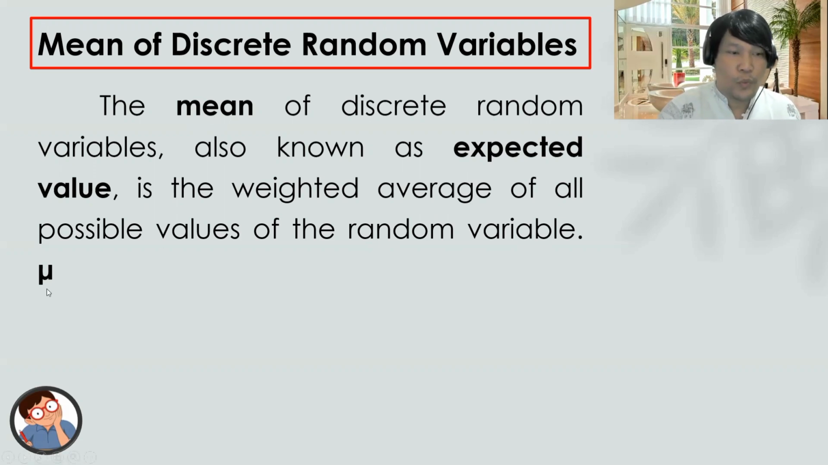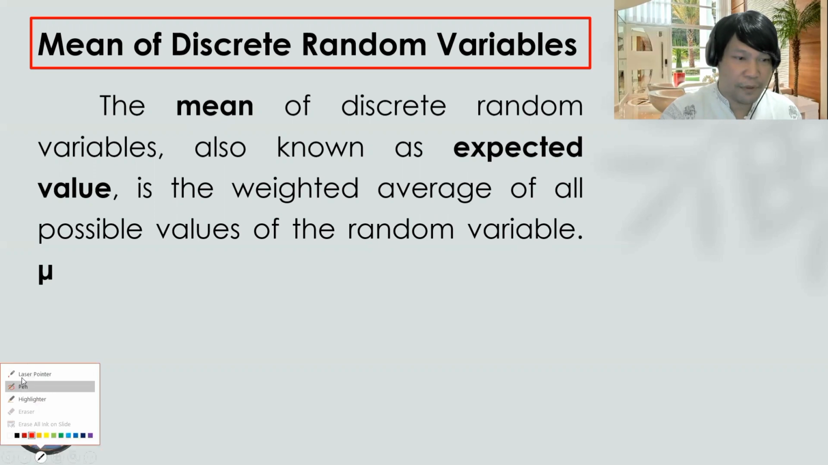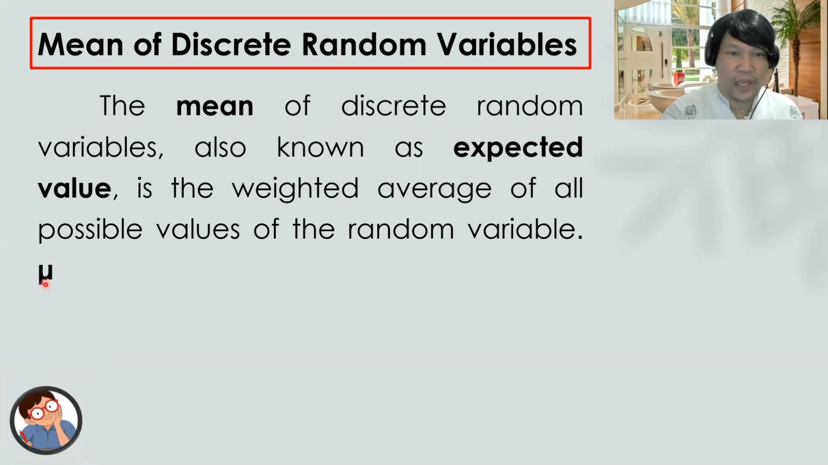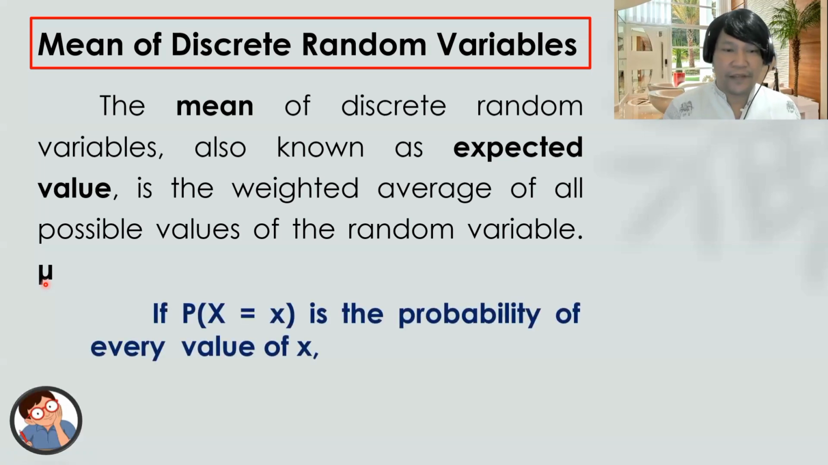Okay? Now, we made use of the symbol mu. This is the symbol that we are going to use when we are writing and illustrating the expected value of the given discrete random variable. We do have the mu, and that is if the probability of every value of x is written as this one.